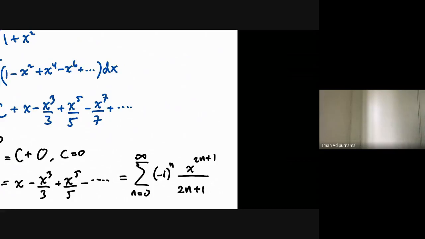And again, this alternating part depends on which term you want to observe. For example, if you start from this x, it is positive, right? And it starts from 0, so it becomes 1 here.